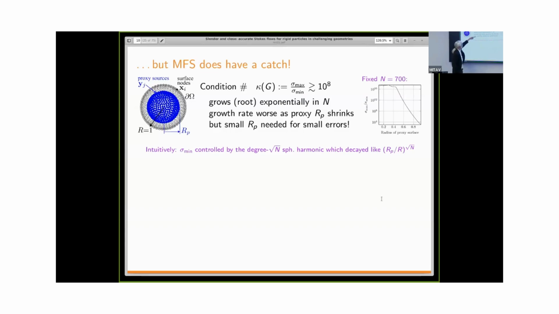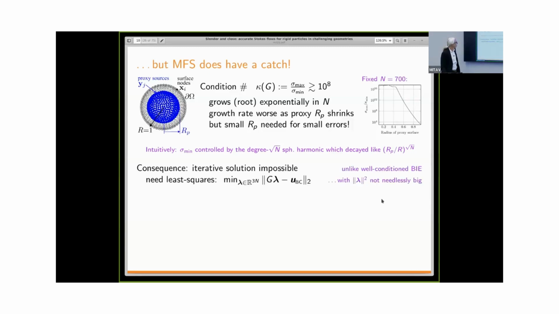And if you want to get small errors, you have to shrink the proxy sphere RP to get a good convergence rate, and that makes the conditioning worse. So the upshot is, to get small errors you are forced to have a high condition number. Intuitively, the matrix is the interaction of the inner sphere with an outer sphere. The mode that decays fastest is the degree root n spherical harmonic. And the decay of that is just, as you all learned in undergrad, the ratio of the radii to the degree. So that's why that controls the minimum singular value, and that's why it's ill-conditioned.